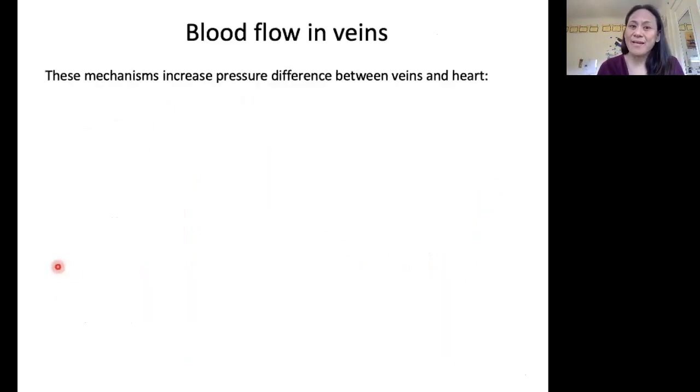Well, the answer lies basically in venous return. So you already know the answer to this question. We get our blood back to the heart through the mechanisms that we have for venous return. I would like you to take a moment, hit pause if you need to, and see if you can remember what these mechanisms are. How do we get blood back to the heart from the veins? Go.